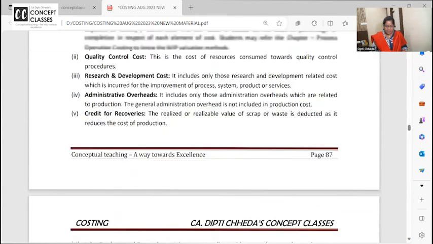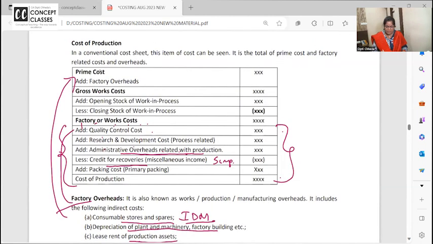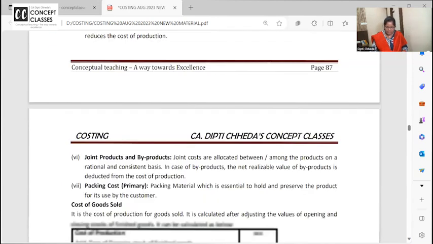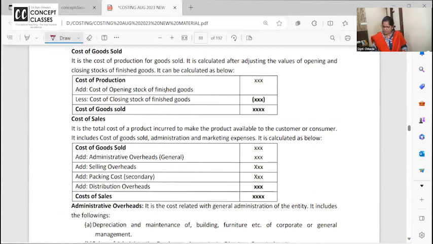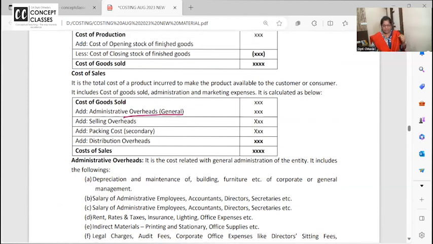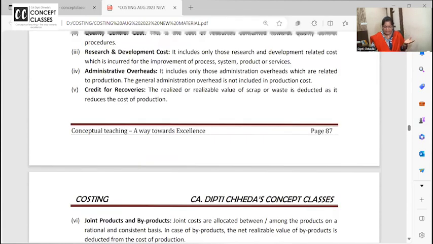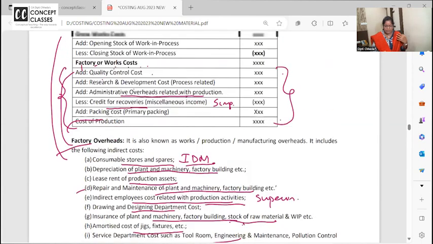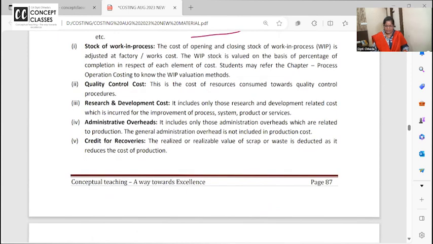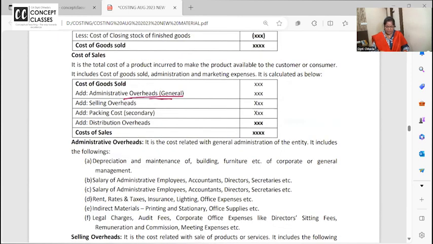Once you have done the factory overhead and opening closing work in progress, you add all this, you get cost of production. In cost of production, add opening finished goods minus closing finished goods, you get cost of sales. Add administrative overhead general, which is related to sales. They'll give it specifically in exam. If it is administrative overhead related to production, take it above. Above means where? Here, between factory cost and cost of production. In factory itself we add admin, no? Right? And if it is related to sales, you take it here.